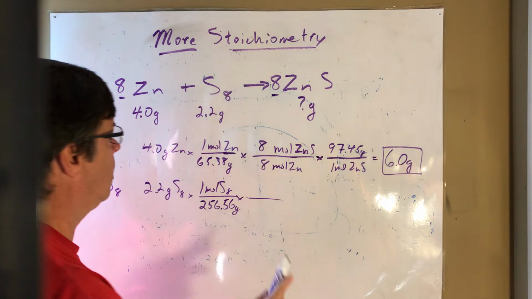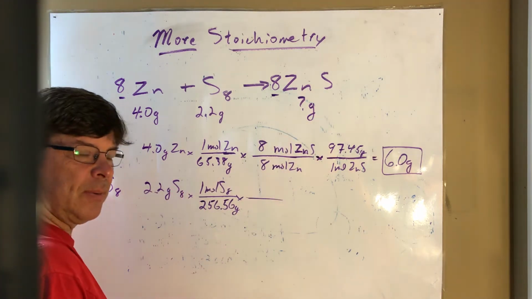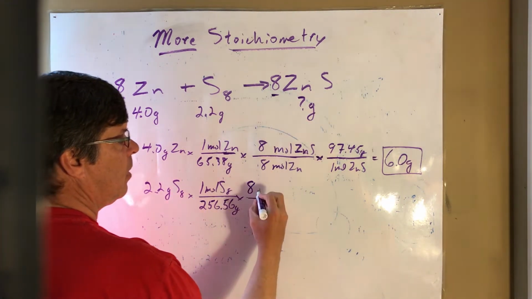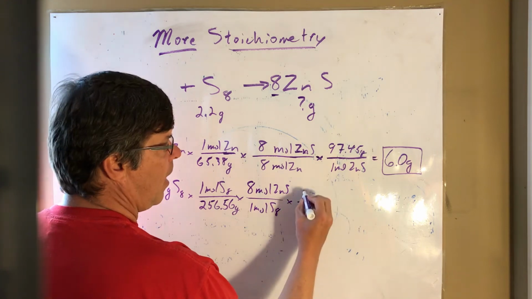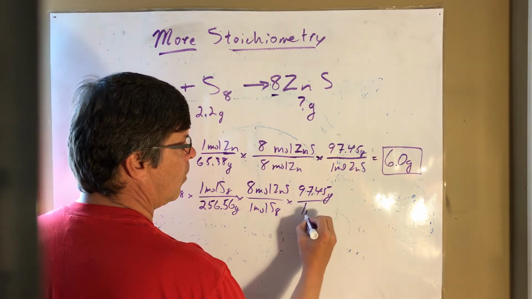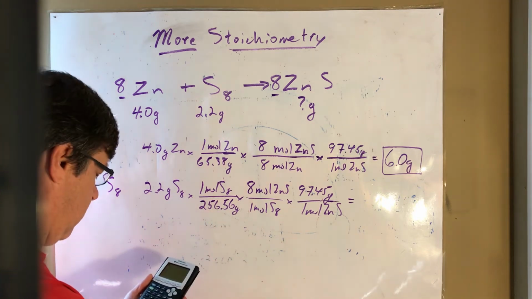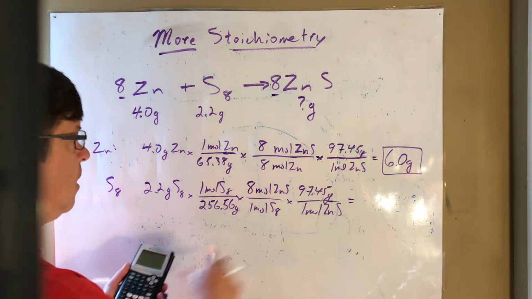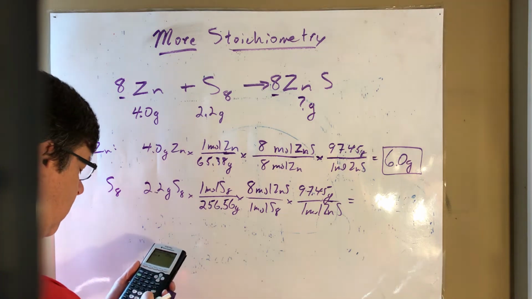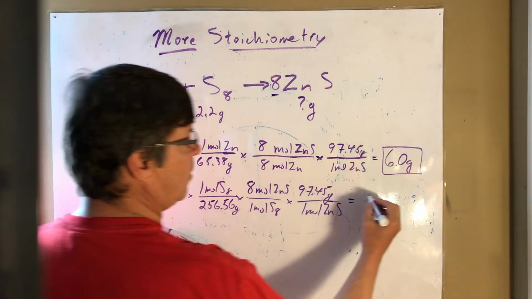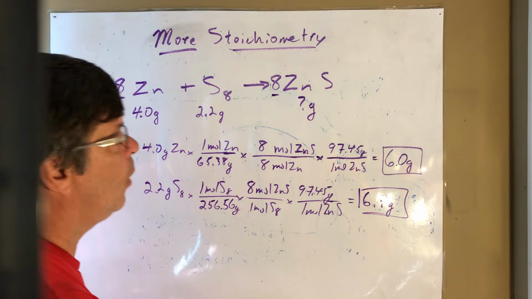Okay, now let's look at the ratio. Look at this. For every 1 mole of sulfur, we get 8 moles of zinc sulfide. Where's the 8 go? 8's what we're trying to find. It goes on top. 8 moles of zinc sulfide, 1 mole of sulfur. Of course, the molar mass is the same. So let's figure this out. 2.2 times 8 times 97.45 equals, divided by 256.56. So we get 6.7 grams.